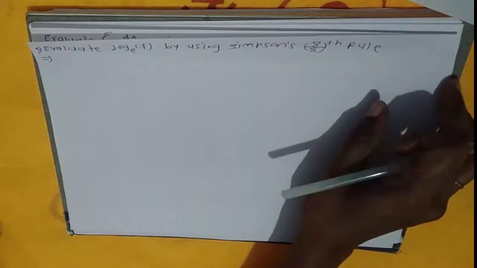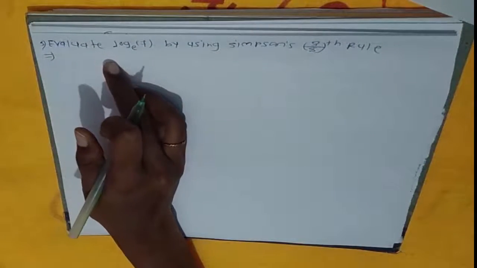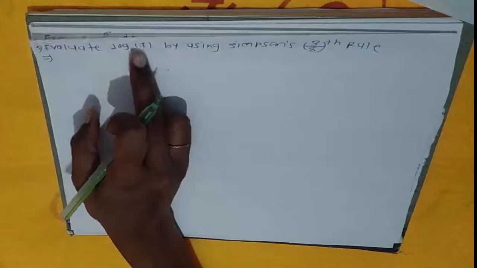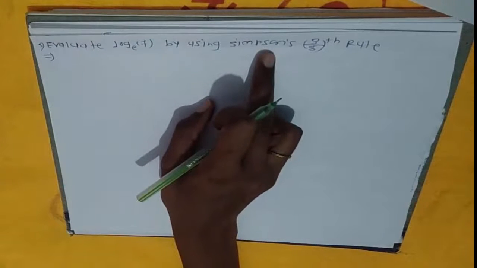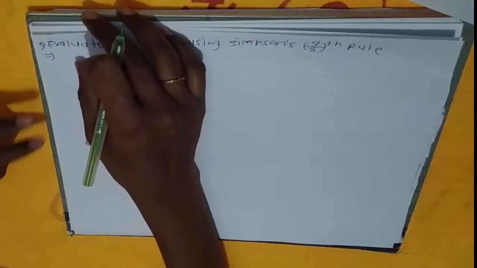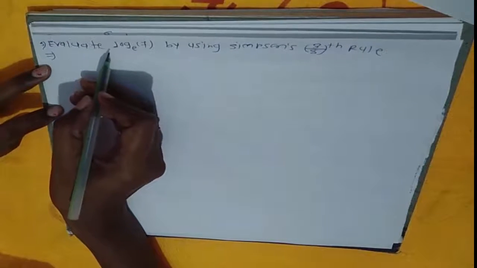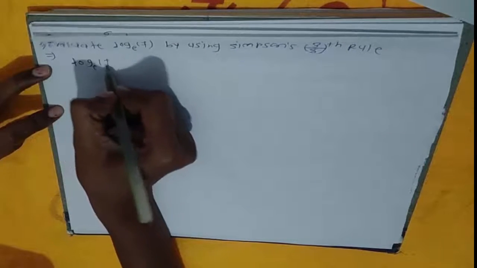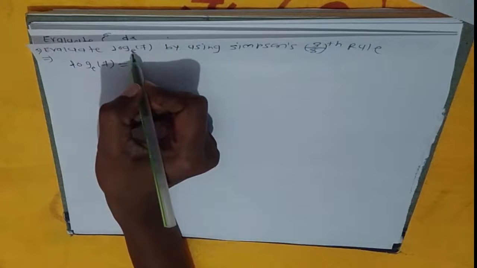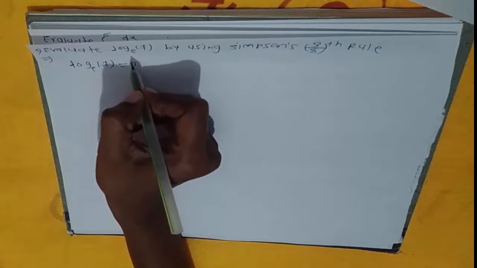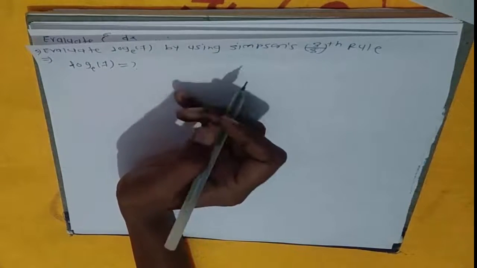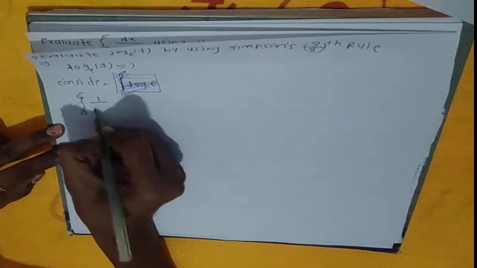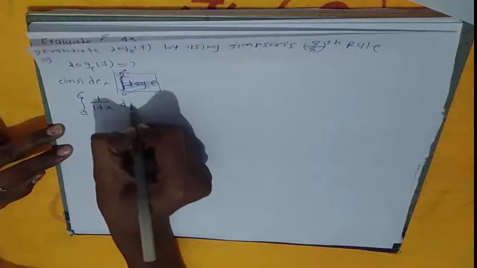The next example is: evaluate log 7 to the base e by using Simpson's 3/8 rule. Here the value of the function is not given, and the data points are also not given. We are only given log 7, and using Simpson's rule we consider the integral from 0 to 6 of 1 upon 1 plus x dx.